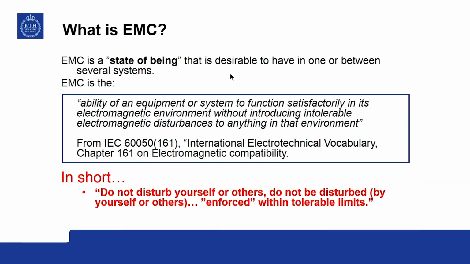So, we can have a formal definition for EMC. This definition is taken from the International Electrotechnical Commission standard 60050, International Electrotechnical Vocabulary, chapter 161 on electromagnetic compatibility. It states: ability of an equipment or system to function satisfactorily in its electromagnetic environment without introducing intolerable electromagnetic disturbances to anything in that environment. So, any device will produce electromagnetic fields, currents and voltages, and often it will not create any problem. Then we do not have any EMC issue. EMC issues come only if it is creating a problem.